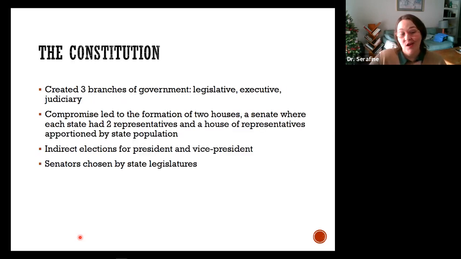You're going to dig more into the office of the presidency, but just a bird's-eye view of the Constitution. It created three branches of government: legislative, executive, judiciary. So legislative is Congress, executive, the office of the presidency, the judiciary, think about the Supreme Court. It was a compromise that led to the formation of these two houses. In the Senate, each state has two representatives. Of course, the House of Representatives is apportioned by state population.